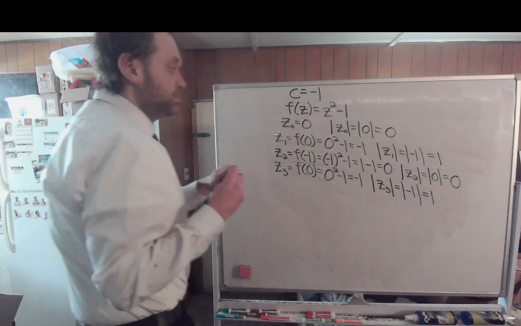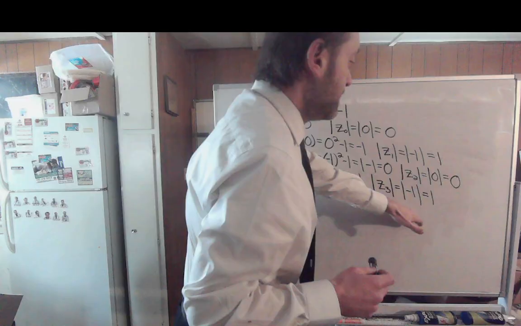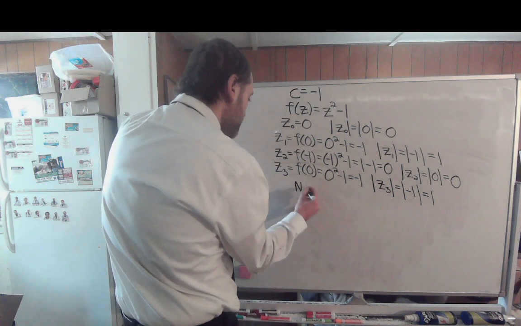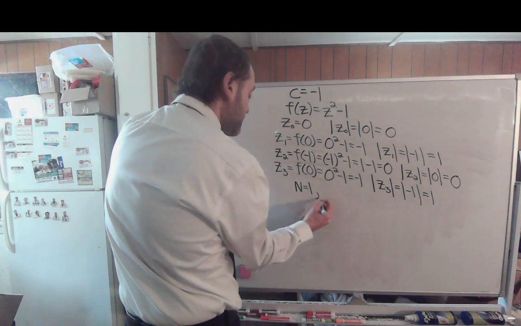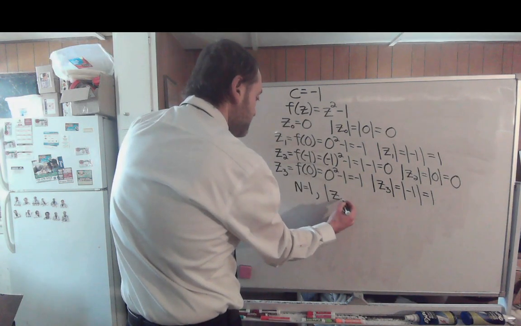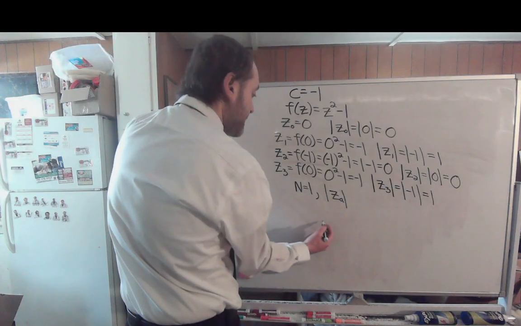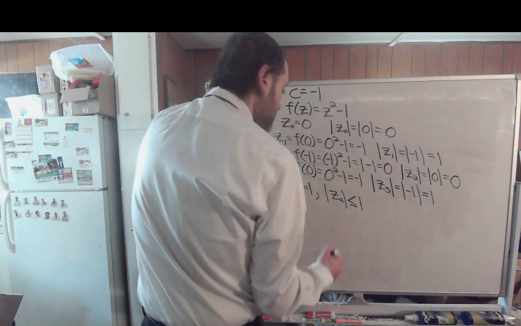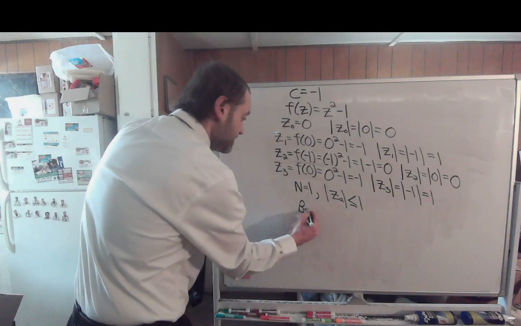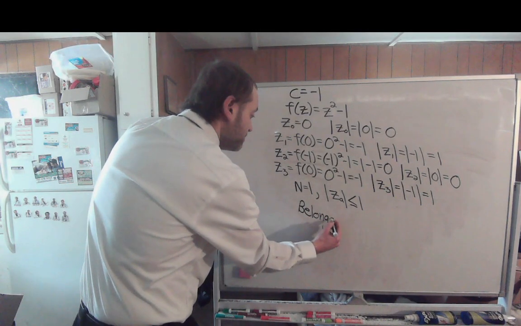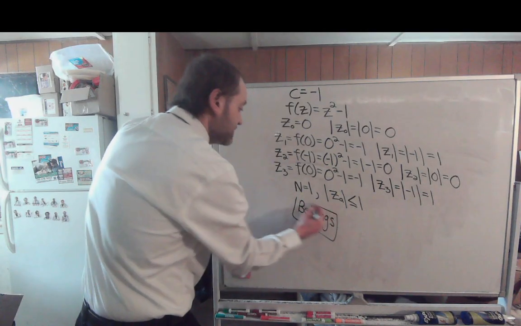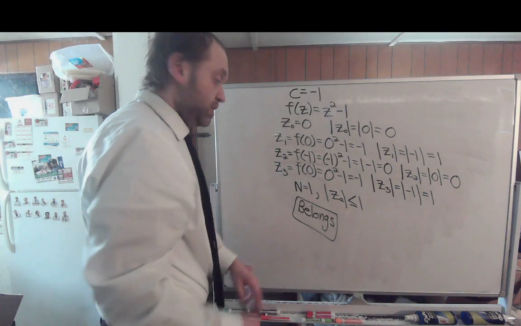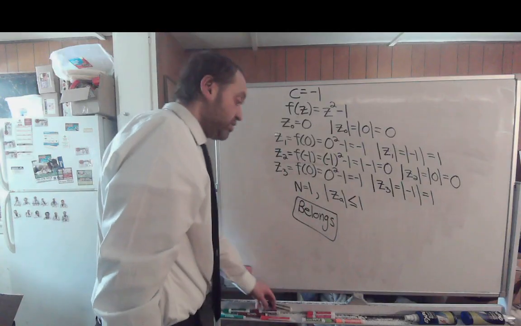So you notice it keeps alternating between 0 and 1. It never goes over 1. It just equals exactly 1. So if n equals 1, and the absolute value of z of some number is less than or equal to 1, it doesn't go over 1, then yes, it belongs to the set. In this case, -1 belongs to the Mandelbrot set, because the absolute value never exceeds 1. So it does belong to the Mandelbrot set.